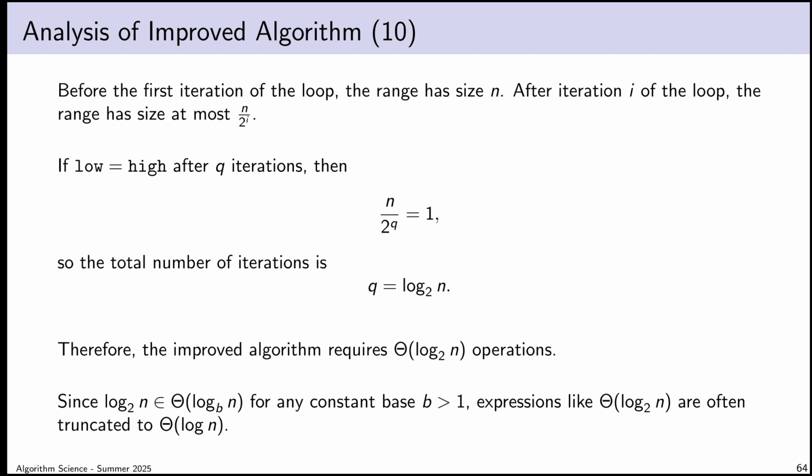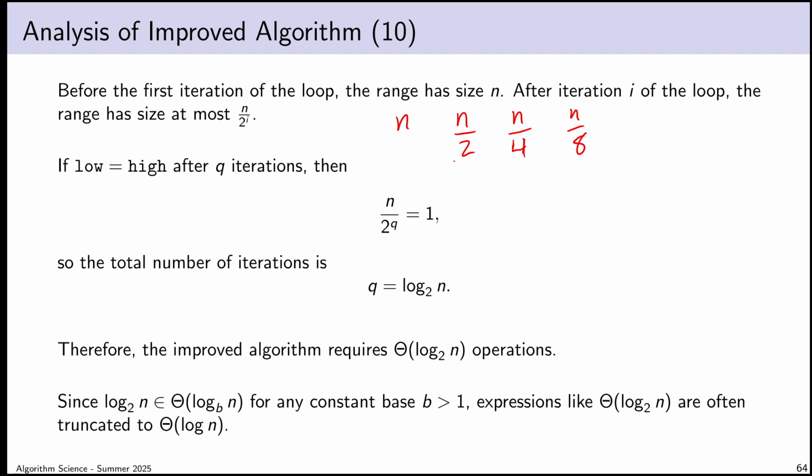So suppose, though, that I cut my range only exactly in half at each step. At the first iteration of the loop, the range has size n. At the second iteration, therefore, it has size at most n over 2. And you could argue that it has to be at most the floor of n over 2. Okay, whatever. We'll just say n over 2 for the sake of this being intuitive. And then at the next iteration, it has size at most, well, that divided by 2 is n over 4. And then I've got n over 8.